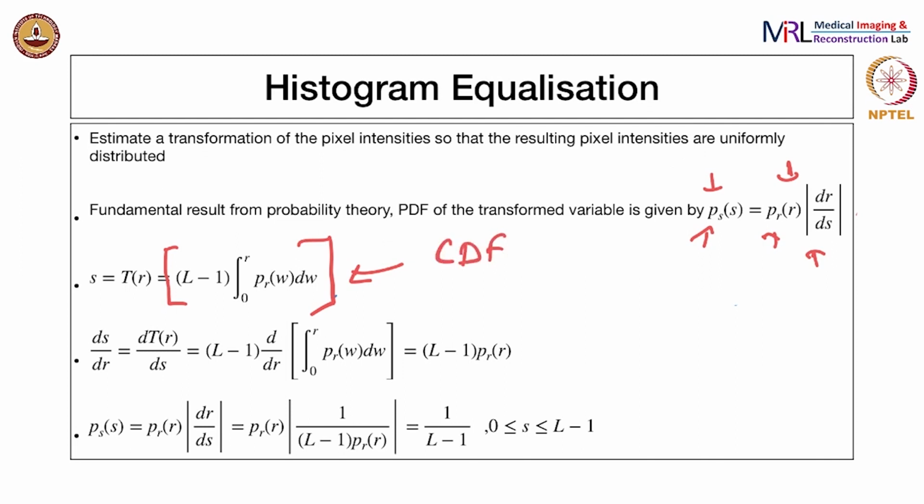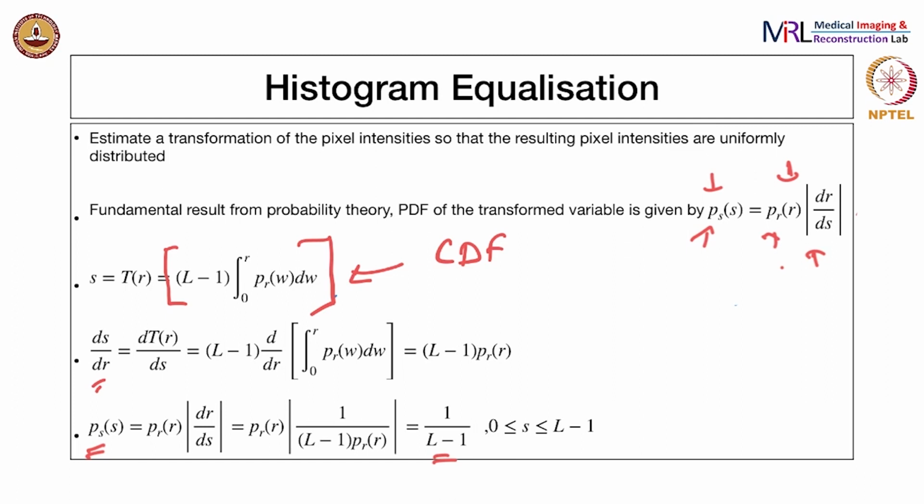Now from here we can calculate dS/dR, and from there dR/dS, and you substitute it in this formula over here, and you will see that P_S(S) is 1 over L minus 1, which corresponds to the uniform distribution. Which is what we want, right? We want the uniform distribution for the transformed image. So if we let the transformation function be L minus 1 multiplied by the CDF of the input image PDF, then we get the following output: the output image has a uniform distribution.